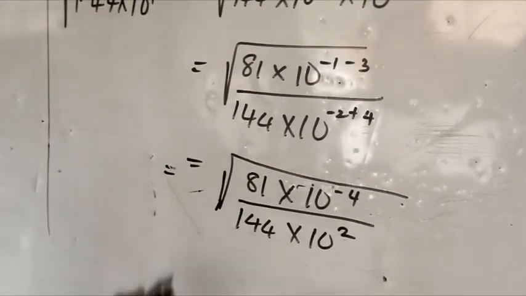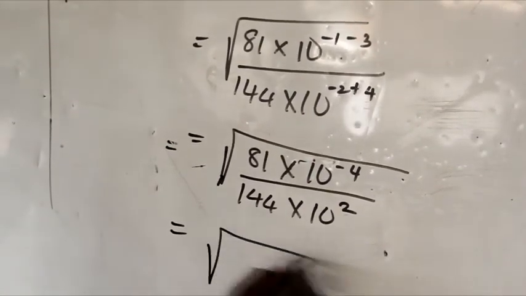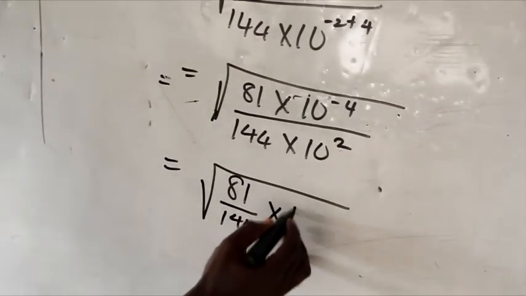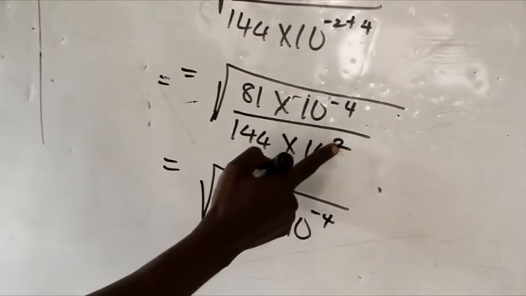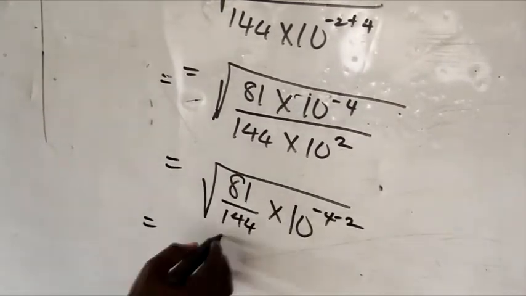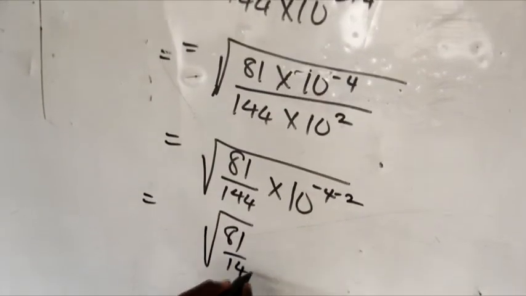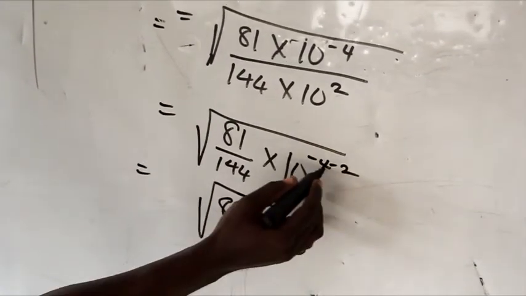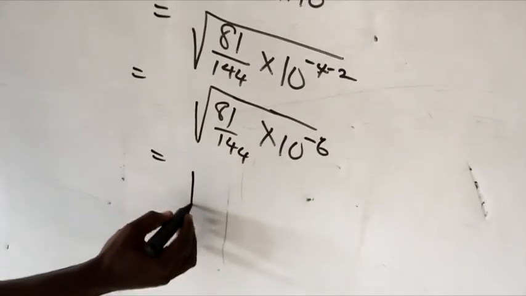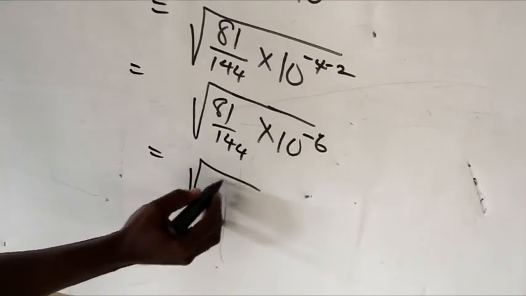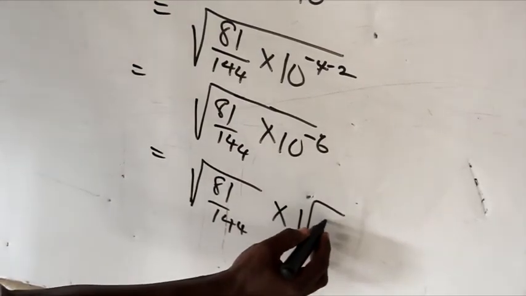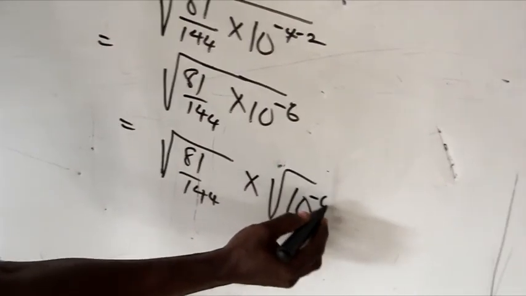So this becomes the square root of 81 upon 144, times 10 raised to the power of minus 4 minus 2, which is minus 6. Which equals the square root of 81 upon 144, times the square root of 10 raised to the power of minus 6.